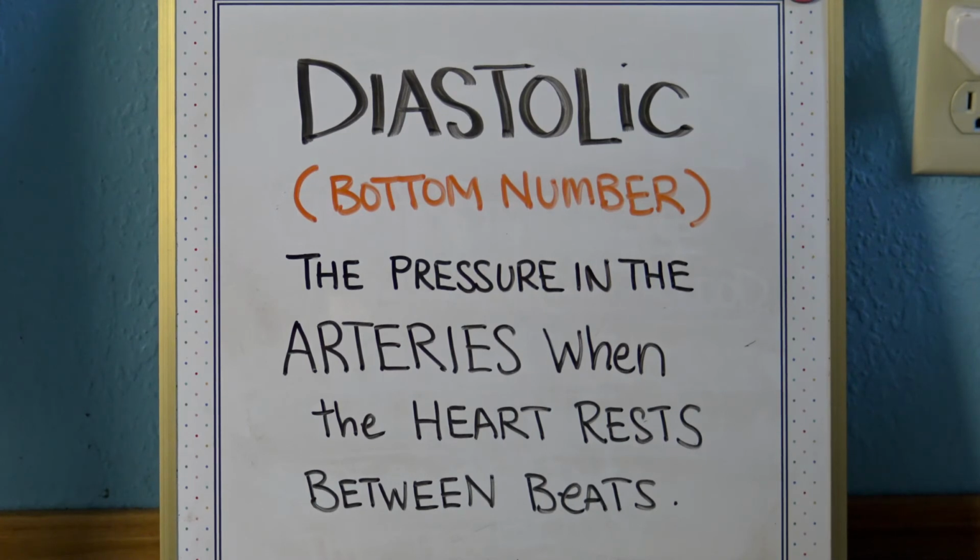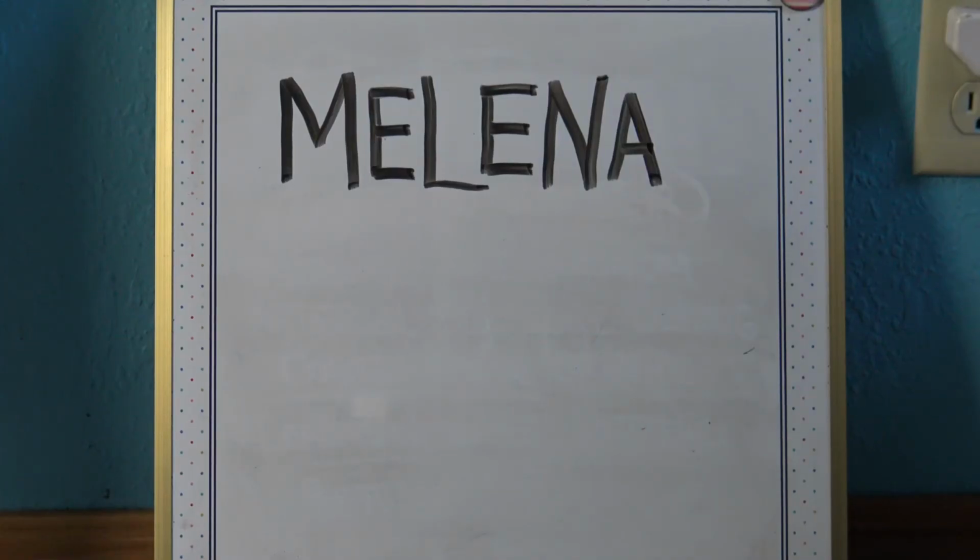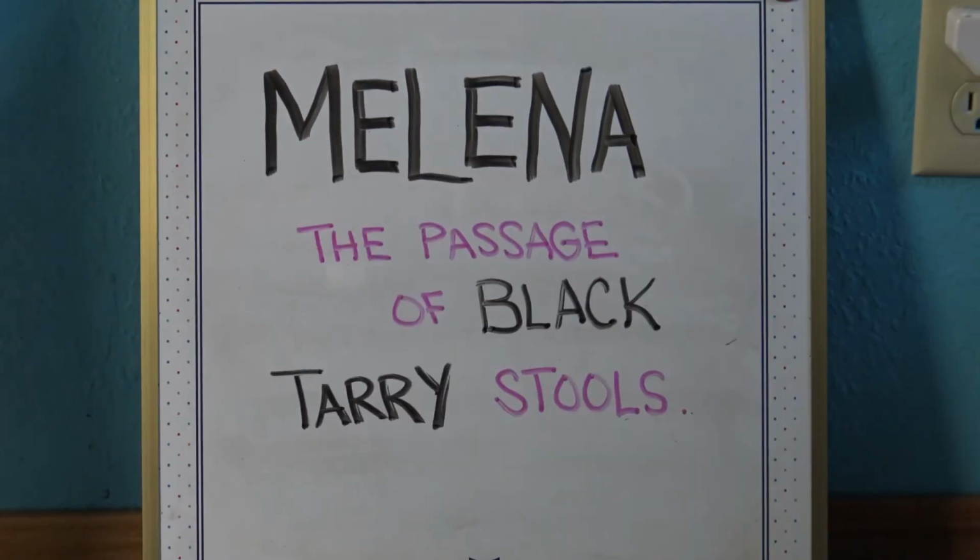Diastolic. Diastolic is the bottom number in a blood pressure reading. It measures the pressure in the arteries when the heart rests in between beats. Melena. Melena is the passage of black and tarry stools. So black stools.